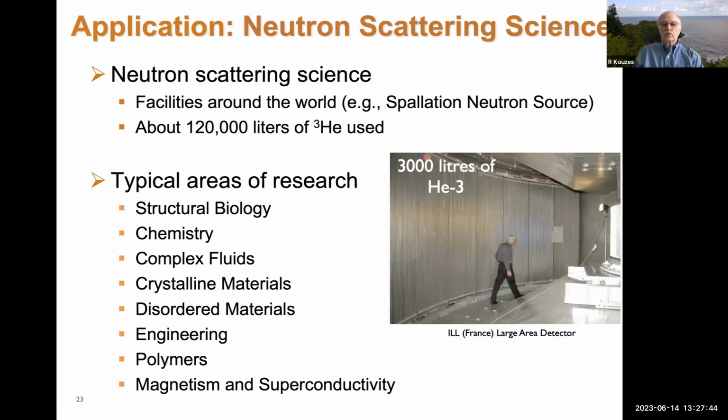Each of these vertical objects are helium-3 tubes that form an arc around a target position. Thermal neutrons or epithermal neutrons are scattered off of this target and are detected in these helium-3 tubes. So it measures a diffraction pattern, basically. And this is used widely for structural biology and chemistry and material properties. There are a number of neutron spallation sources around the world, the NSS being the major one in the US.